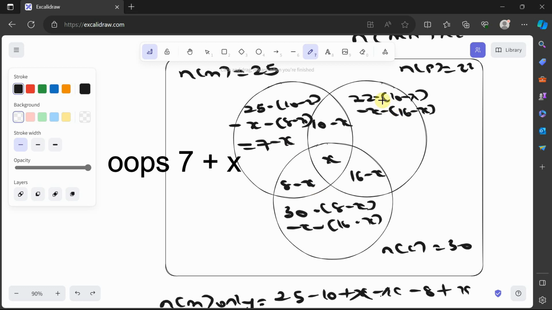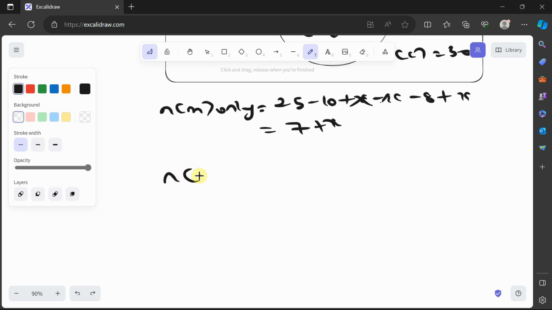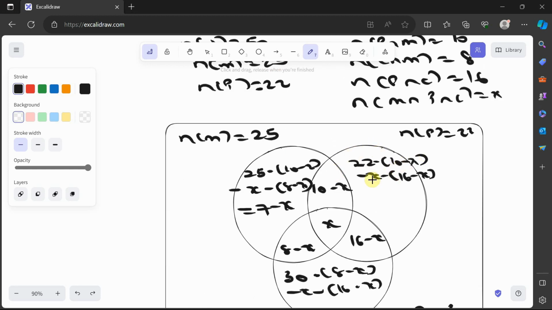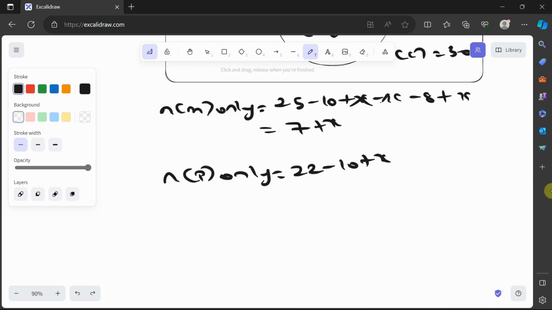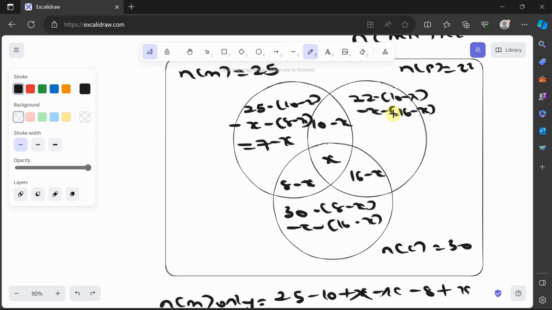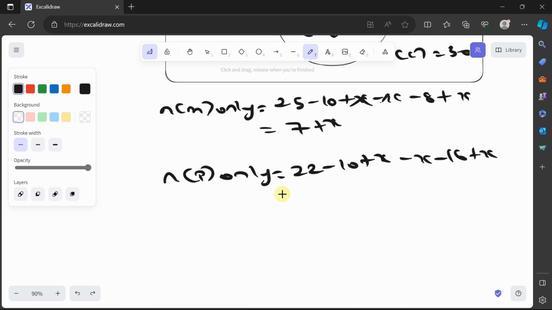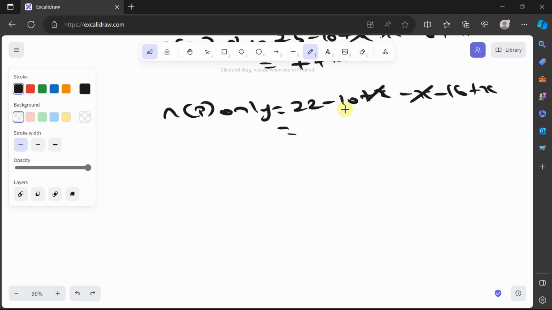That will be 22. Let's open 22 minus 10. Then minus times minus will be plus x. So that will be n of p only. That will be 22 minus 10 plus x. What else again will it be? That will be minus x minus 16. Minus times minus will be plus x. So minus x plus 16. Is it plus or minus? Minus x minus 16 then plus x. It's just simple opening up of brackets. Plus x and minus x will cancel out. So 22 minus 10, that will give you 12. 12 minus 16, that will give you minus 4 plus x. This is actually looking strange, but let's keep on moving.